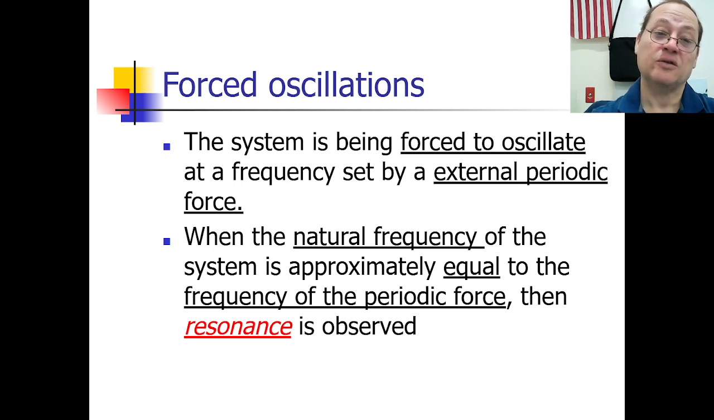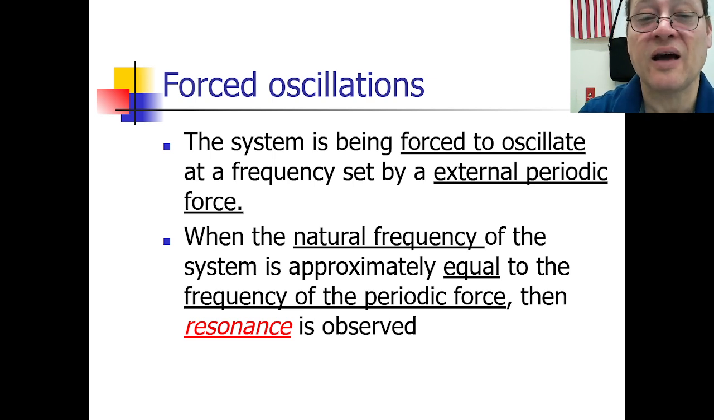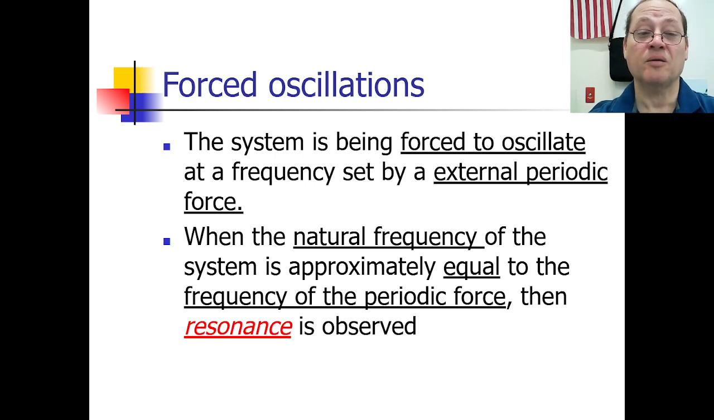Forced oscillations. Well, you have an example of a forced oscillation right there. Forced oscillations are present in a system when you have an external force pushing at certain specific times. The system is being forced to oscillate at a frequency set by an external periodic force. When the natural frequency of the system is approximately equal to the frequency of the periodic force, then resonance is observed.